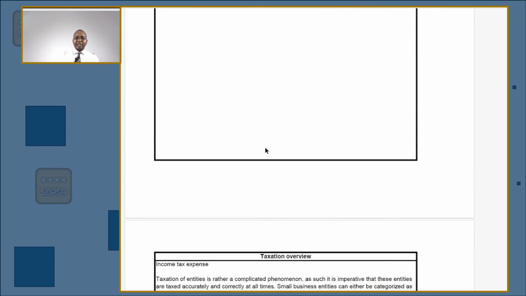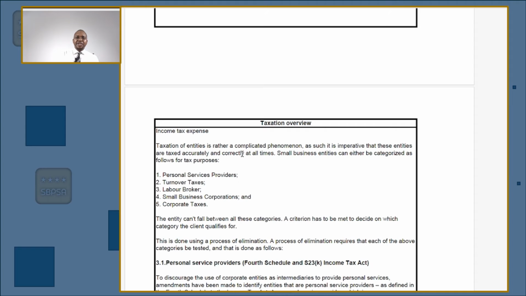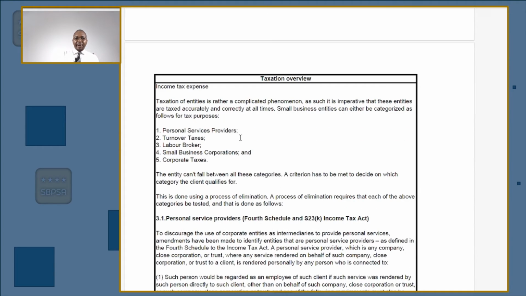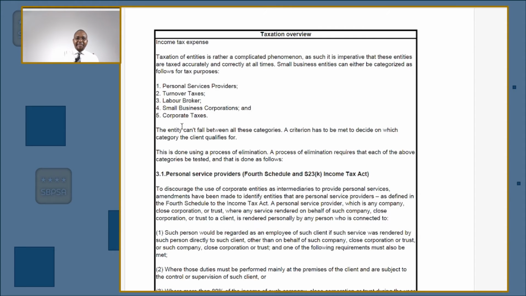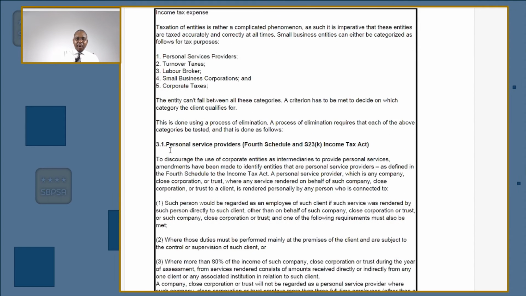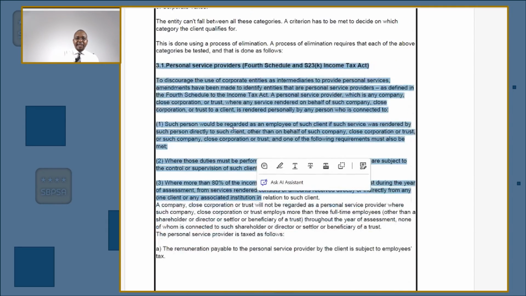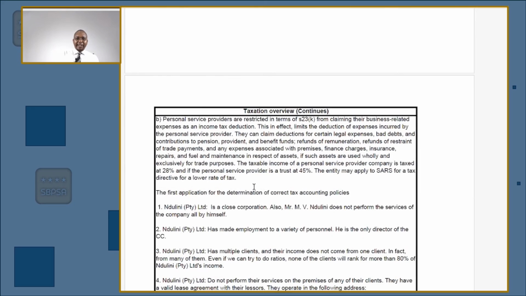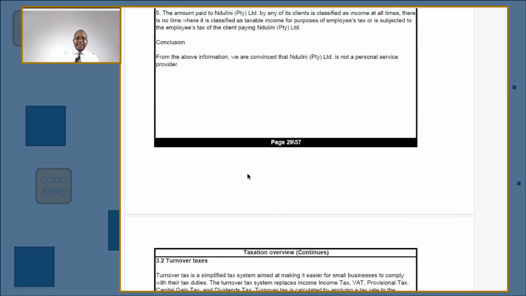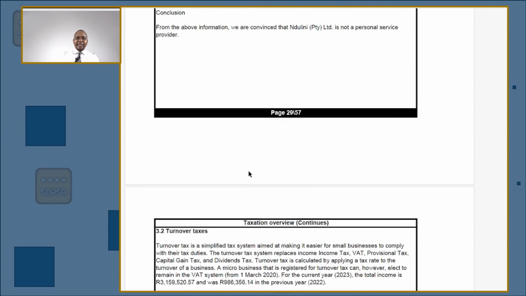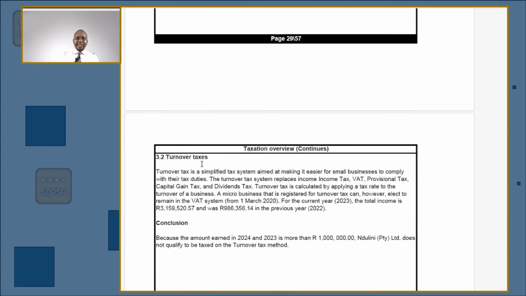All right. Then we get to reports. The first report is taxation. You will go through this by yourself. But what we're saying here is that in South Africa there are 5 ways in which a tax is considered. Either you are a personal service provider, and if you are, you need to read from here and see for yourself if you are really a personal service provider. Then if you want to do your taxes using a turnover tax, you're going to use this part.